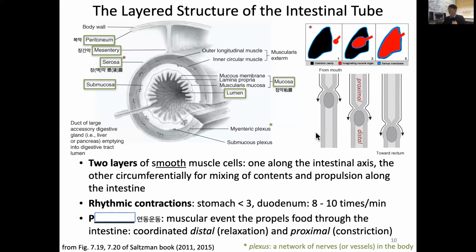And this propelling movement, we call peristalsis. That's a muscular event that propels food through the intestine, and that is a coordinated contraction where the distal part is released and the proximal part constricts. So this way food can propel through this peristaltic movement.